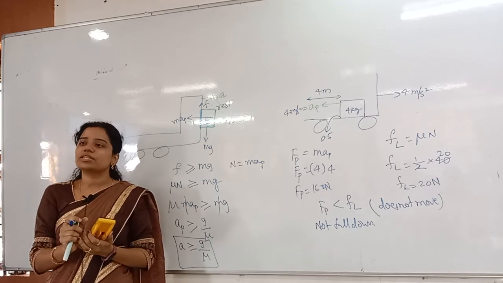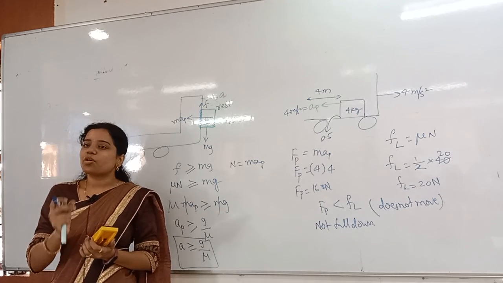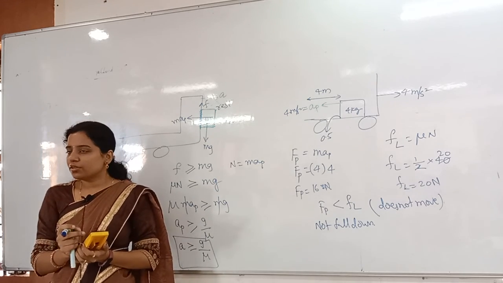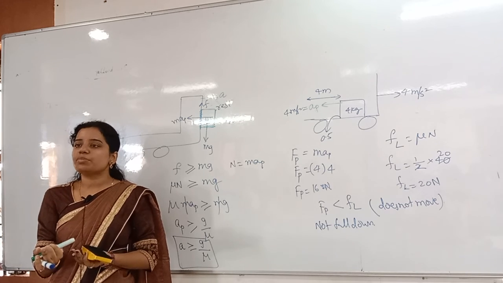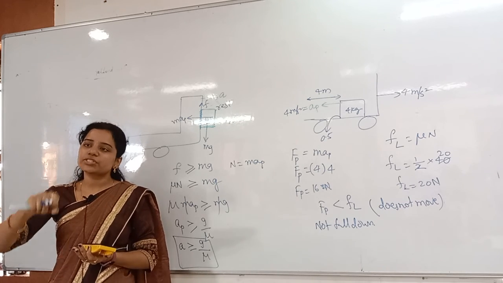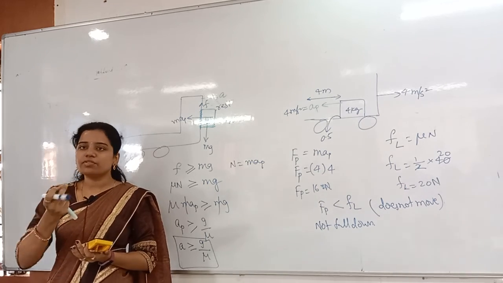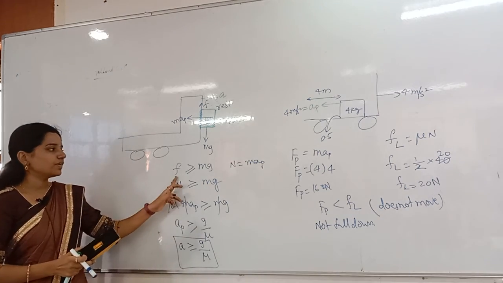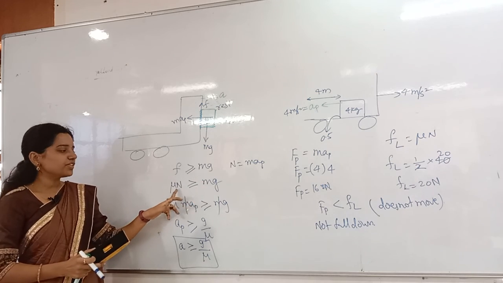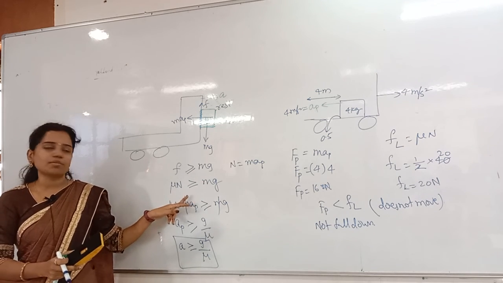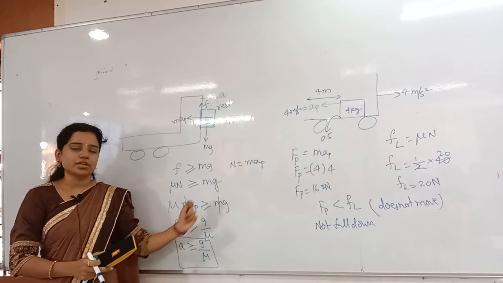When it is equal, the body is just ready to move down. When friction is greater, the body will be at rest. When friction is lesser, the body will fall down and move. So F is greater than or equal to mg. F equals mu into the normal reaction, so mu into normal reaction is greater than or equal to mg.